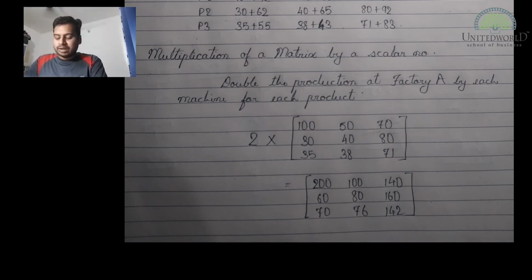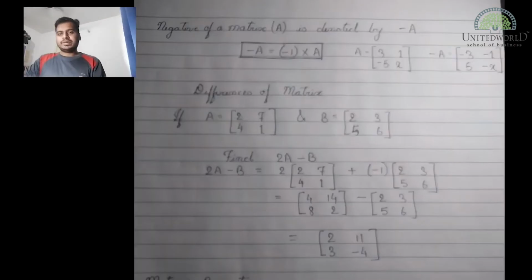If the question instead said you have to halve the production, then you would multiply that matrix by 1/2. If you had to halve it or take a third, you would multiply the matrix by the scalar number 1/2 or 1/3. Now, this is multiplying a matrix by a scalar number.